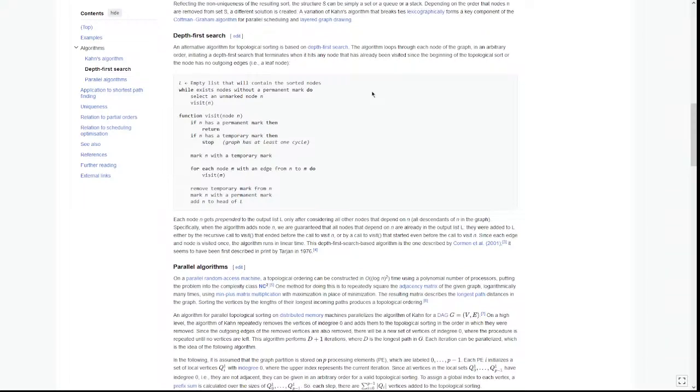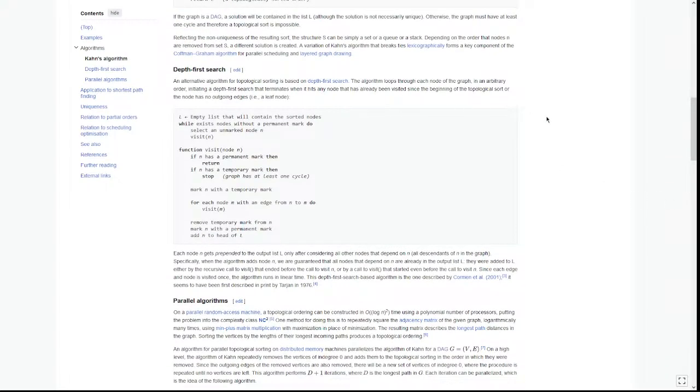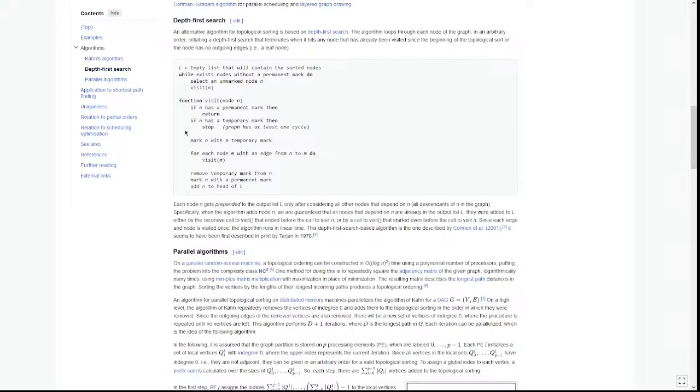The algorithm moves through each node in an arbitrary order, initiating a depth first search that terminates when it hits any node that has already been visited since the beginning of the topological sort, or the node has no outgoing edges, i.e. a leaf node. L is an empty list that will contain the sorted nodes. While there exist nodes without a permanent mark, do: select an unmarked node N, visit N. Mark N with a temporary mark. For each node M with an edge from N to M, do visit M.